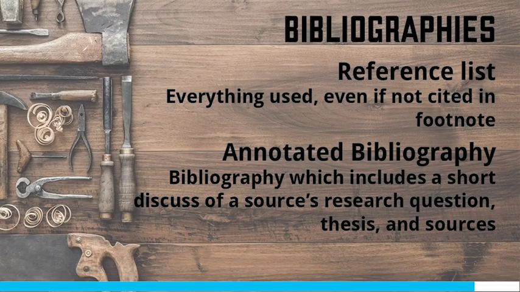There are two general types of bibliographies used by historians: reference lists and annotated bibliographies. Reference lists not only gather the works cited in the main text, but also include other resources used by the author. Annotated bibliographies include the sources that are found in a reference list, but also include a discussion about the source's research question, thesis, and sources.